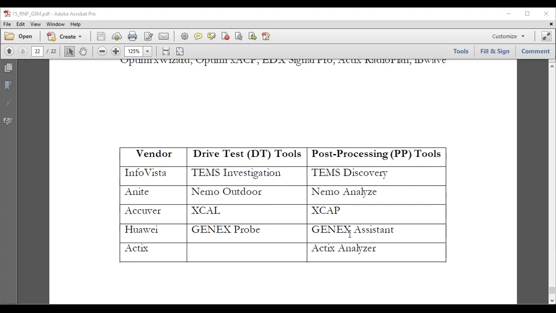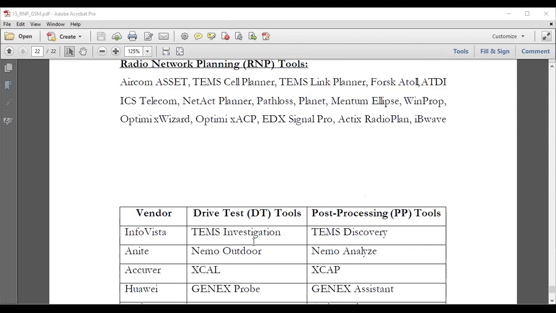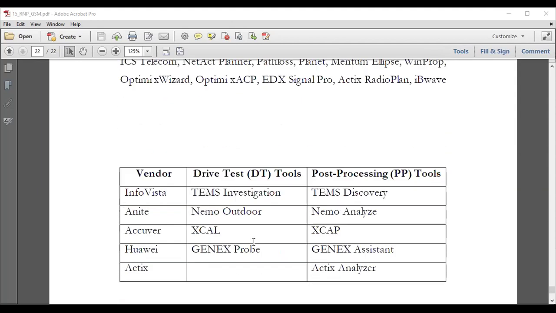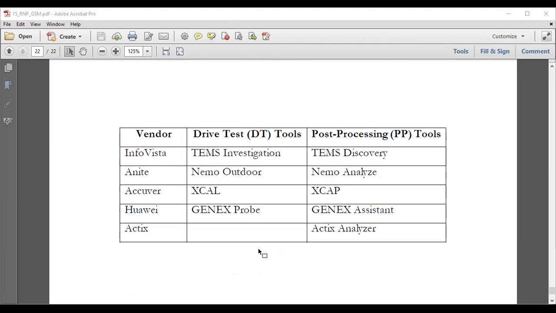So, I mean, the post-processing tools are actually from the same vendors. Okay. So, Xcap supports the data recorded from Xcal. Nginx Assistant supports the data captured by Nginx Probe. But Actrix, I know that it supports Thames, Nemo, and Xcal. But I don't know whether or not it supports Nginx Probe. Okay. The first three, it supports, I know. Okay. Questions?